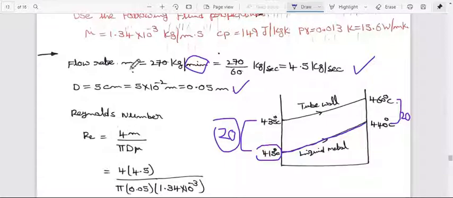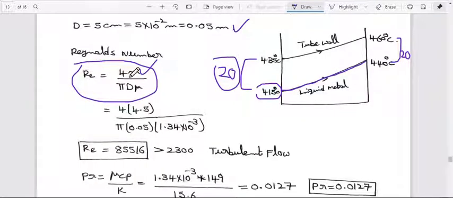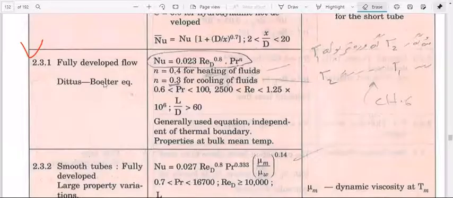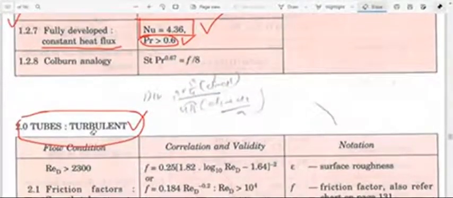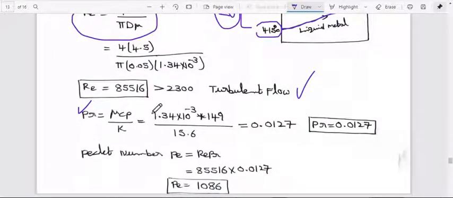Now I need to calculate with the mass flow rate value. From data book page number 123, we consider the Reynolds number in terms of mass flow rate. We substitute the m value, D value and mu value, and the Reynolds number is greater than 2300. That is turbulent flow. Now I go to data book page number 124, which is for tube turbulent flow. Prandtl number is equal to mu Cp by k. We substitute these values, so Prandtl number is equal to 0.0127.